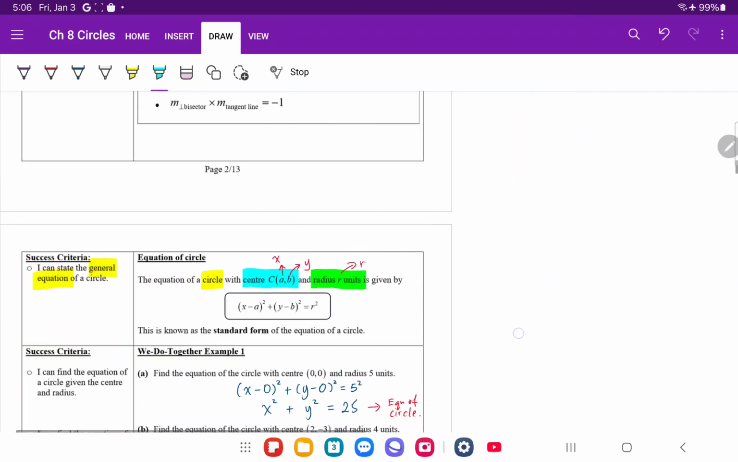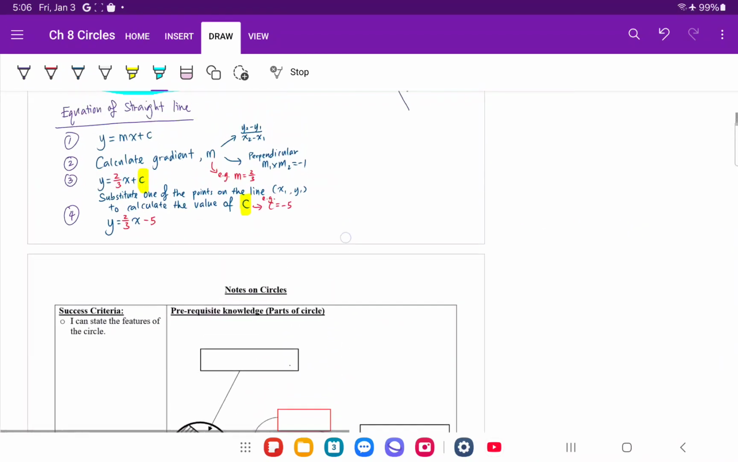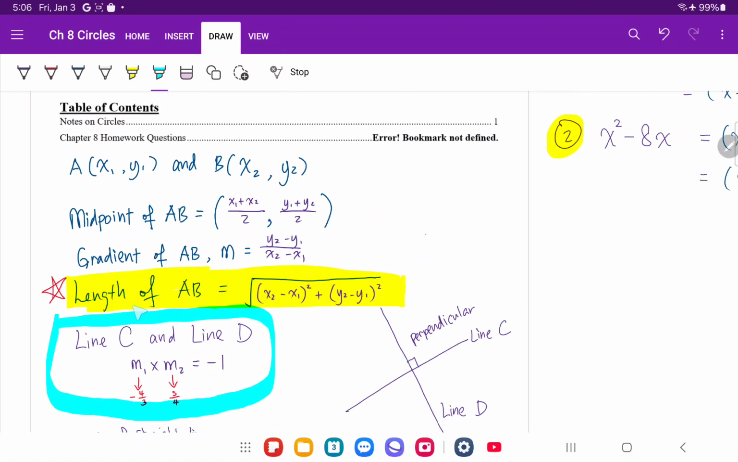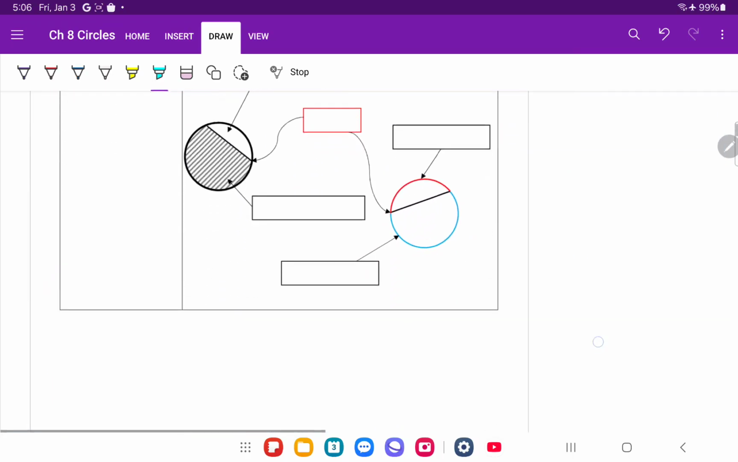Right? Don't we know that? Remember, I asked you to highlight this in yellow. Length of a line. There is a formula. Now, let's use that. With that information, I can find the radius already. Let's do that.